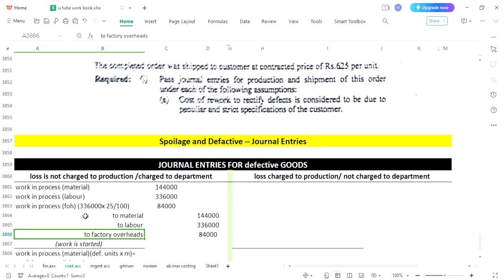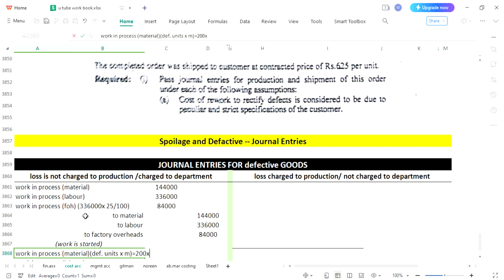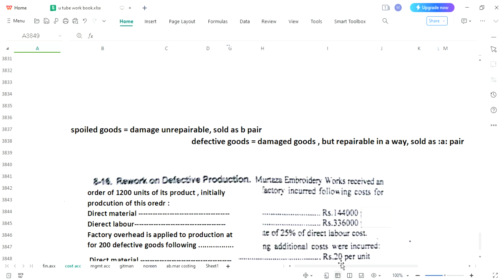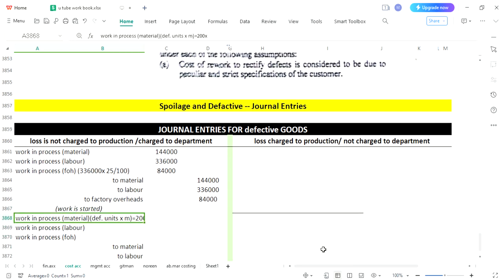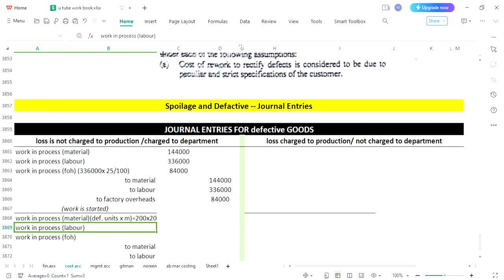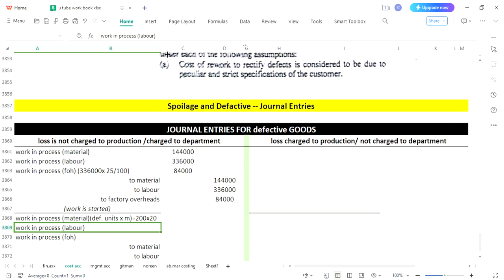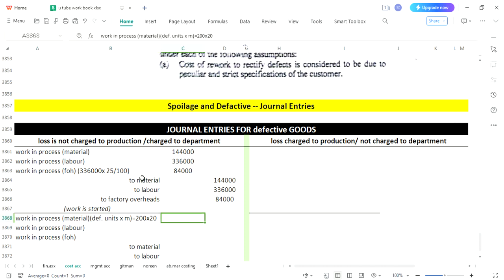So similarly, we will be putting over here 200 units, and per unit cost of material is also mentioned, that was 20. Look over here, 20 per unit cost of material. So you will be putting that amount 20 cost of material. Now we will create a little more space so that our calculation should be visible. Okay, in this way you have calculated work in process material statement, and now you can calculate as well. 200 were defective goods, 20 was the cost of material, per unit cost of material.